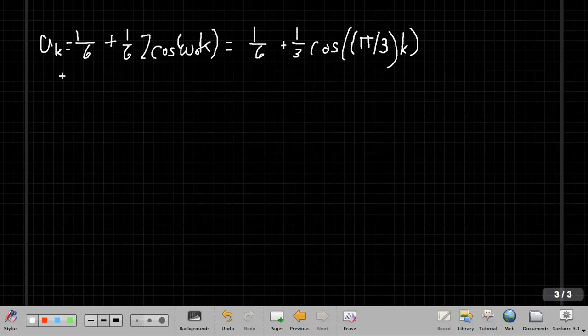So when k equals 0, I'm looking for a sub 0. It's going to be 1/6 plus 1/3 times cosine. Well, when k is 0, this will be pi over 3 times 0, so cosine of 0, which is 1. And putting that all together, this is 1/6 plus 1/3, which is 1/2.